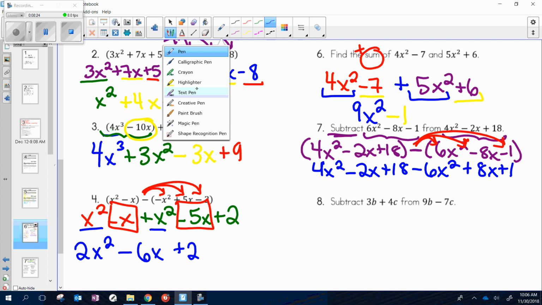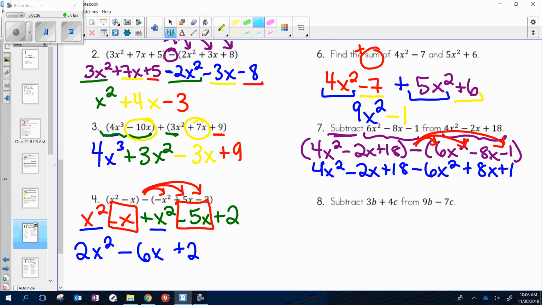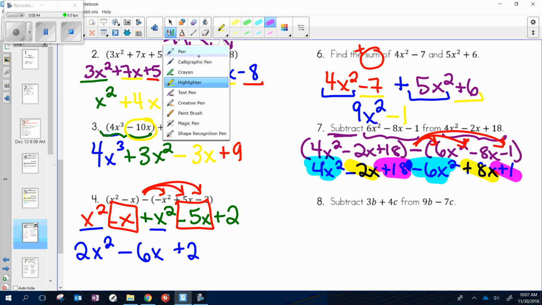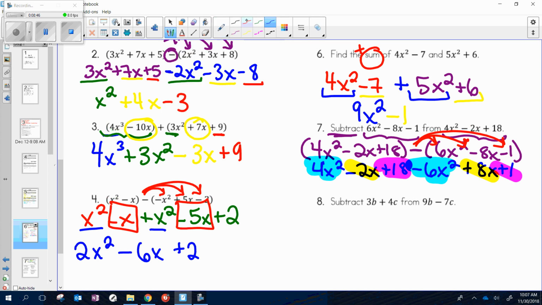Now we're going to combine our like terms. So I'm going to highlight my x squareds, which would be this and this. My x's would be 2x and 8x. And my constants are going to be an 18 and a 1. Now, if I was to write this answer in standard form, I would get minus 2x squared plus 6x plus 19.